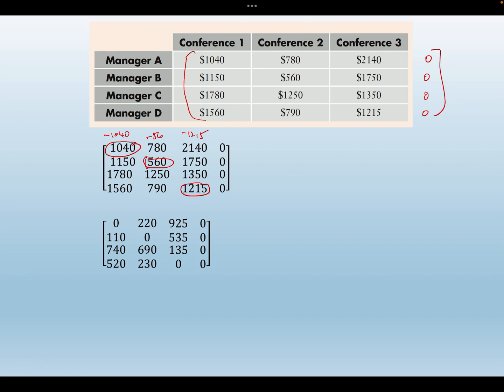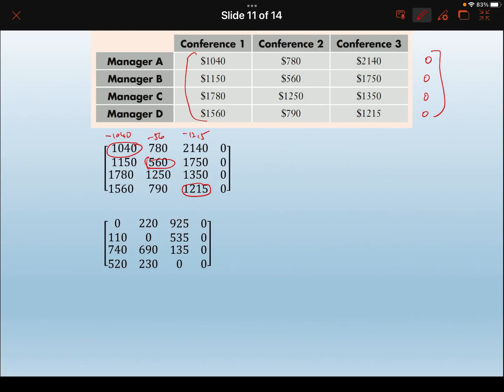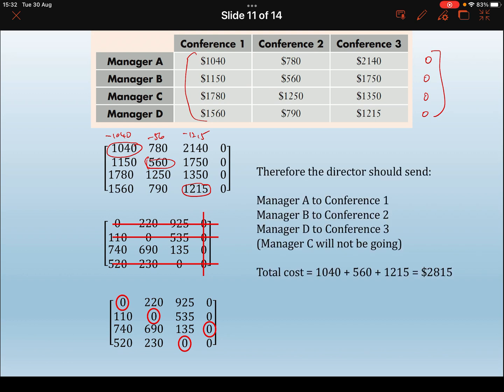Let's draw the lines. First, we can cover the 4 zeros and then 1, 1, 1. So you can see that we actually have 4 lines in a 4x4 matrix. Then we can look at optimizing. So here, 0, 0, 0, and 0. Therefore, manager 3 does not get to go anywhere.